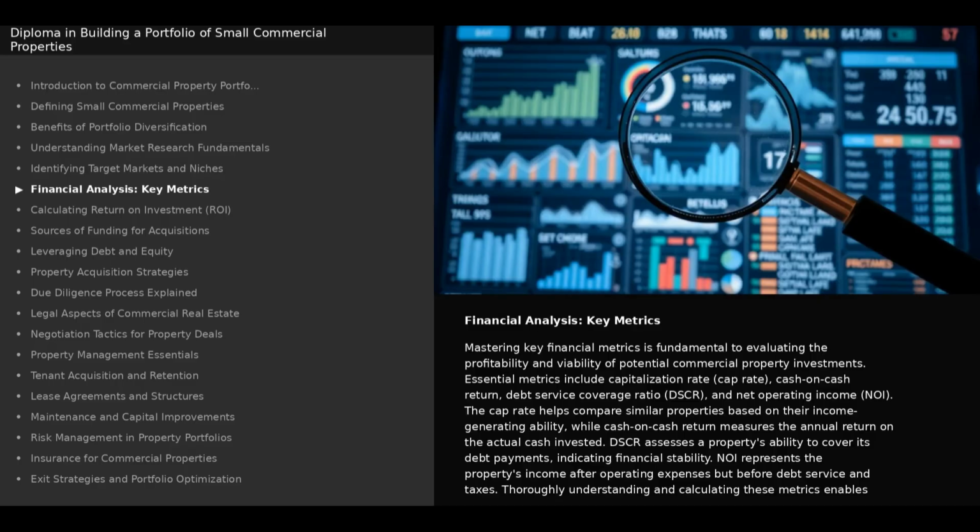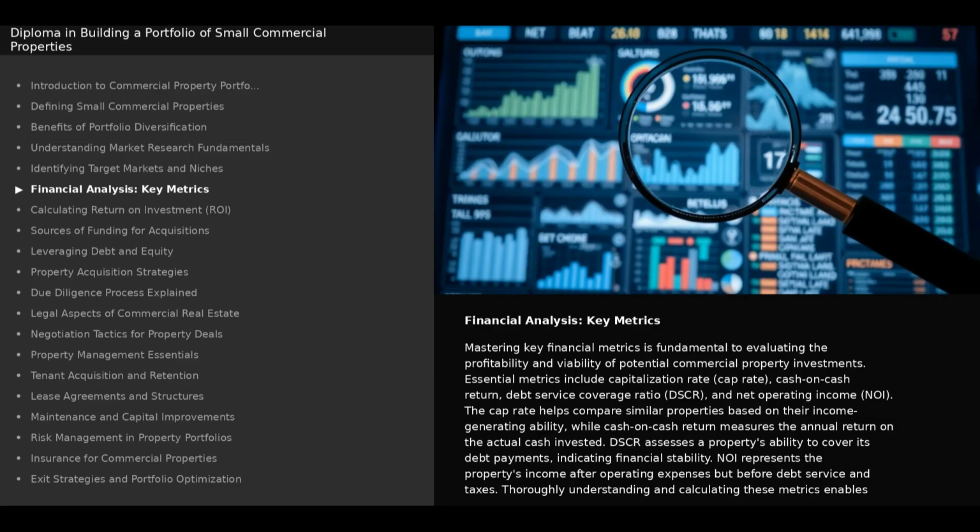Financial analysis. Key metrics. Mastering key financial metrics is fundamental to evaluating the profitability and viability of potential commercial property investments. Essential metrics include capitalization rate, cap rate, cash-on-cash return, debt service coverage ratio, DSCR, and net operating income, NOI. The cap rate helps compare single properties based on their income-generating ability, while cash-on-cash return measures the annual return on the actual cash invested. DSCR assesses a property's ability to cover its debt payments, indicating financial stability.